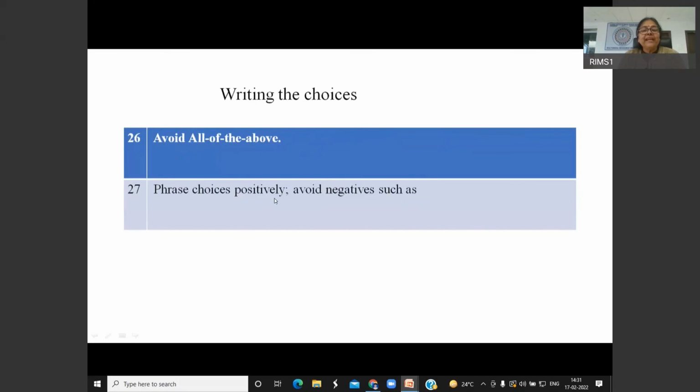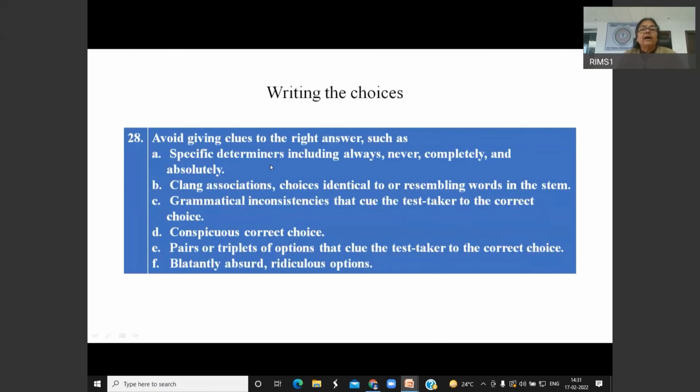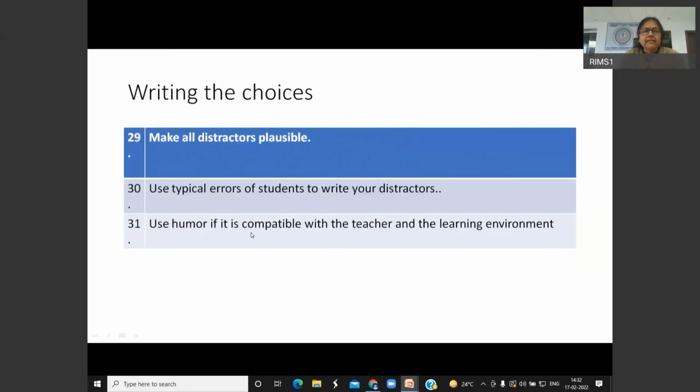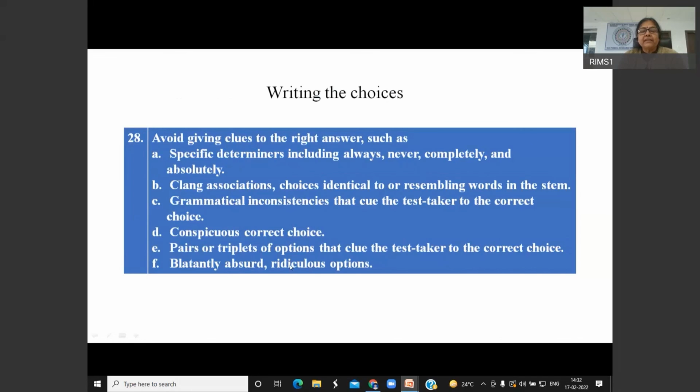Then phrase choices positively, and avoid negatives. And one more thing, avoid giving clues to the right answer, such as specific determiners, including always, never, completely, and absolutely. Then clang associations, identical choices, resembling words, these all give clues to the student. So we should avoid giving any sort of clues, whether grammatical or identical. Then conspicuous correct answers and pairs or triplets of options, which test-takers can spot, should also be avoided. Then bluntly absurd, ridiculous options should also be avoided because they already give a cue that it cannot be the correct answer.